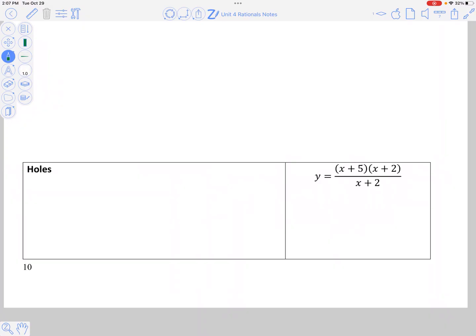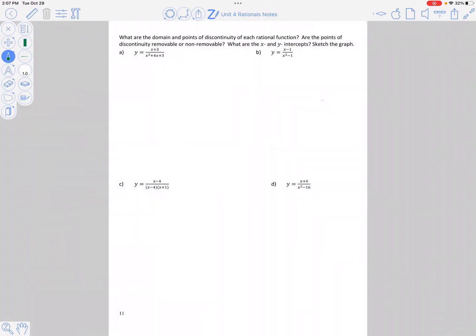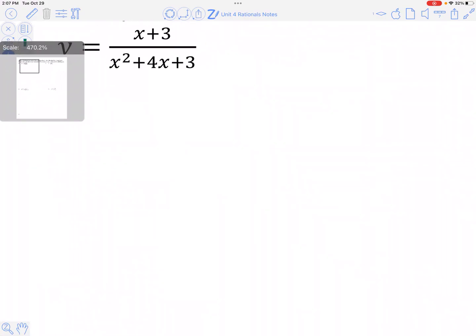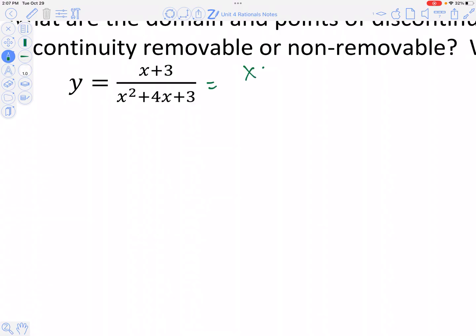So in this one down here on page 10, because we have the same factor in the top and the bottom, it's going to cause a hole at -2. Okay? All right. So, factoring this real quick, we're going to get x plus 3 over x plus 3, x plus 1. So what's in the top and the bottom cancels out, and we're left with x plus 1.